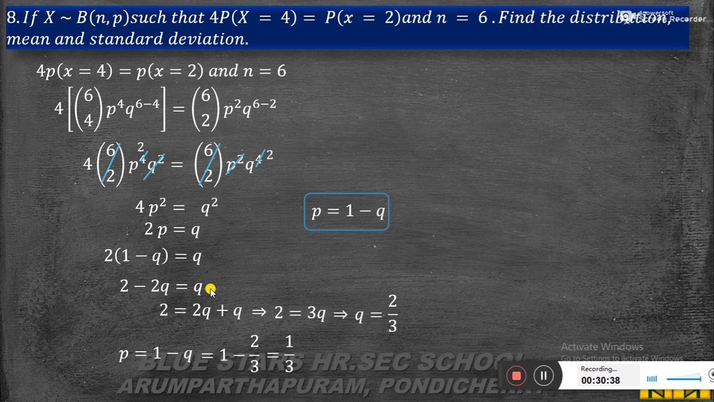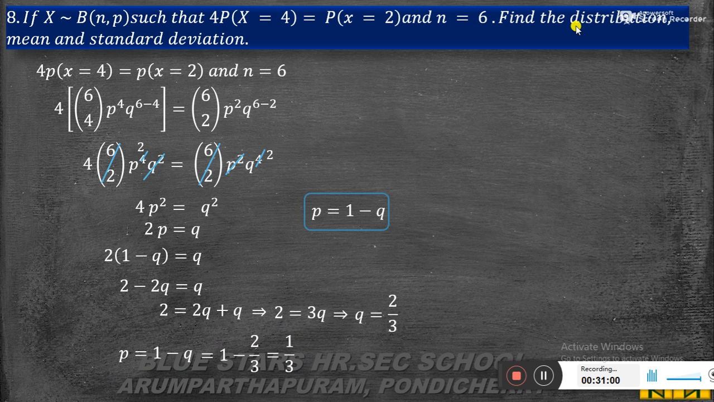2 minus 2q equal to q. 2 equal to 2q plus q, so 2 equal to 3q. q equal to 2 by 3. Therefore, p equal to 1 minus q, so I substitute 1 minus 2 by 3. Doing the cross multiplication, 3 minus 2, so 3 minus 2 means 1 by 3. This is the answer for p. p equal to 1 by 3.